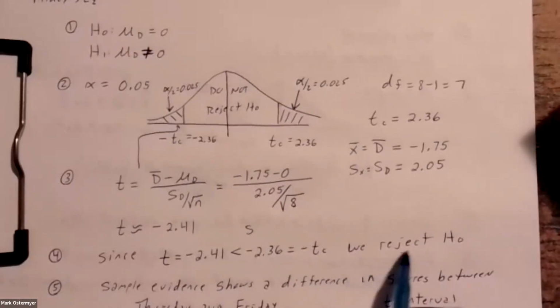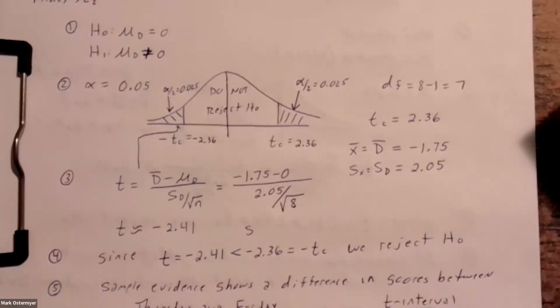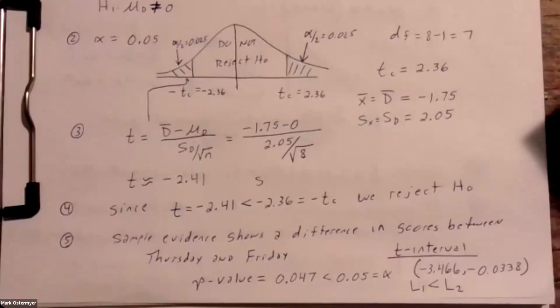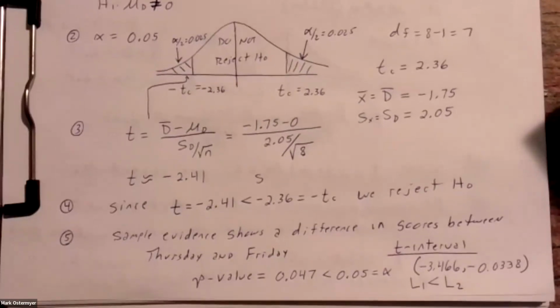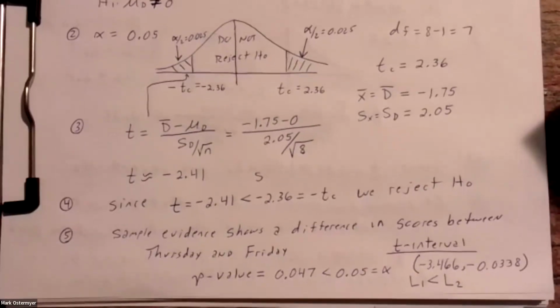Therefore, we will, at the 5% level of significance, reject the null hypothesis and conclude in plain English that there appears to be a difference between the scores on the 2 different days, Thursday and Friday. Sample evidence is showing that there is a difference between the Thursday and Friday scores. P-value was 0.047, which is very close to 5%, but being a little bit smaller than 5% still enables us to reject the null hypothesis.